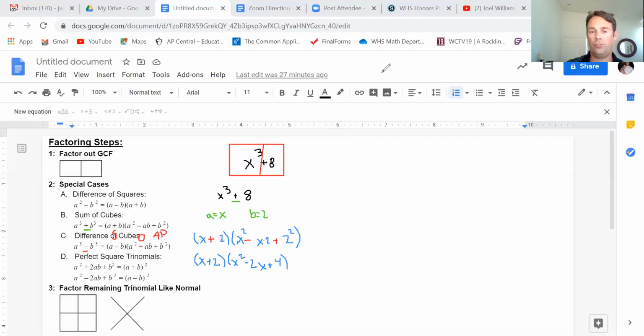So let's try a couple of these here. What if I give you guys, let's see here, 27x cubed minus 1. Why don't you guys go ahead and pause the video and see if you can actually simplify that one.